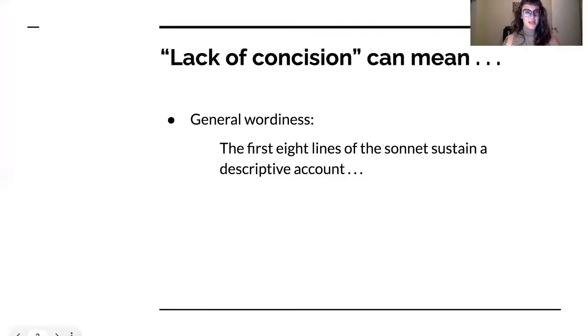So one thing that a lack of concision can mean is just general wordiness. The example we have here is the first 8 lines of the sonnet sustain a descriptive account. I highlighted a couple of areas we might focus in on here. We've got a preposition or two, a couple of articles, and we also have a long verb phrase that includes some descriptive language that we just don't really need.